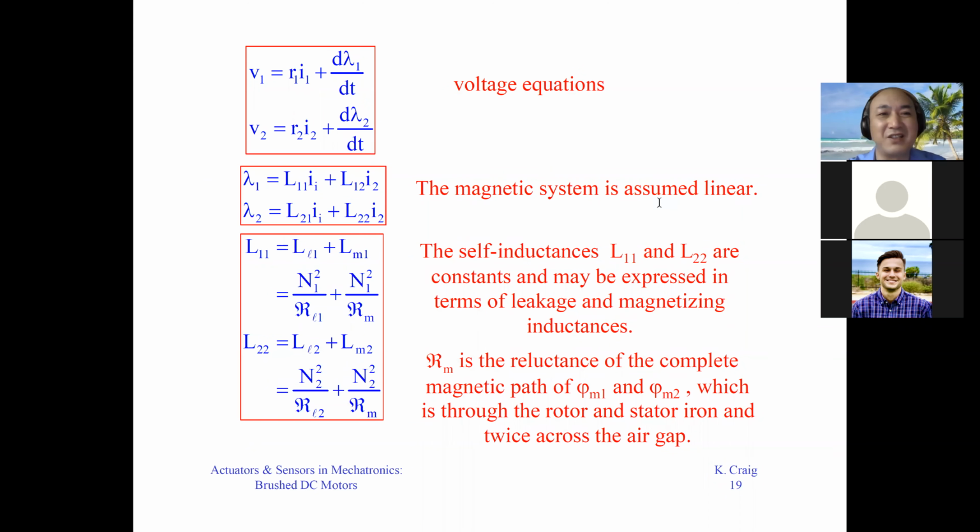We have seen this already, right? For the stator and the rotor, we have a mutual inductance. Let's assume everything is linear. Then self-inductance is proportional to the number of turns, and L22 is also proportional to the number of turns. This is due to the magnetic path of phi M1 and phi M2 about flux linkage. Don't worry about this detail. You have seen this before. This is a flux linkage, and how to compute self-inductance. You have seen this as well.